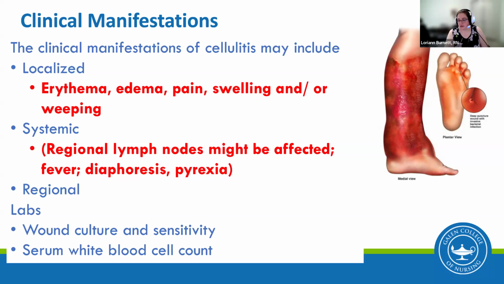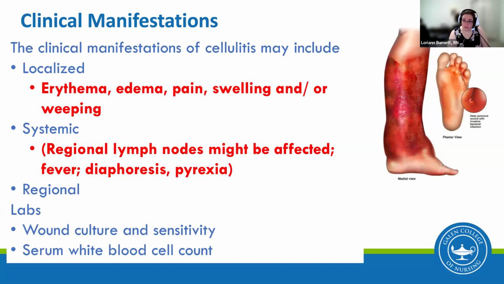Regional would be a region. So we went from the foot to the entire lower leg. That would be regional. Systemic might be the entire leg from the foot all the way up to the hip. So we have those distinctions. The symptoms are going to be slightly different. Again, I want to be able to recognize it as cellulitis so we can treat it.